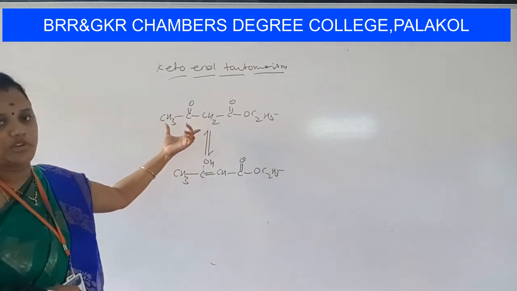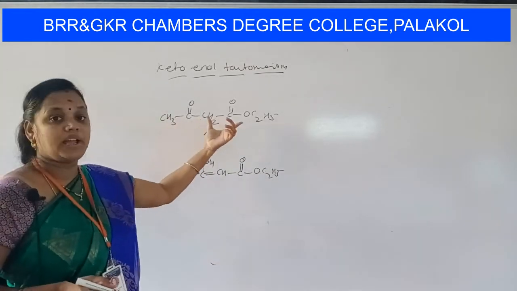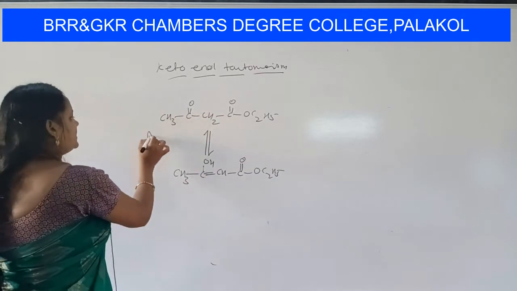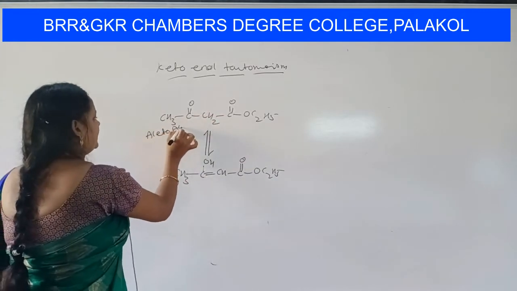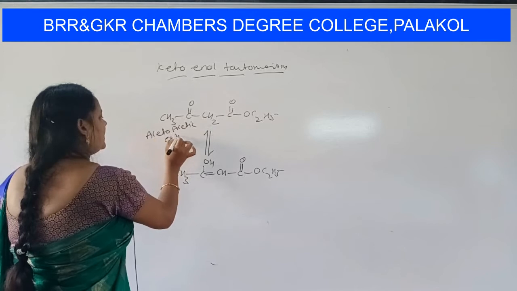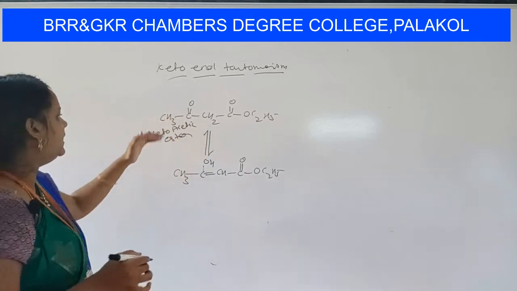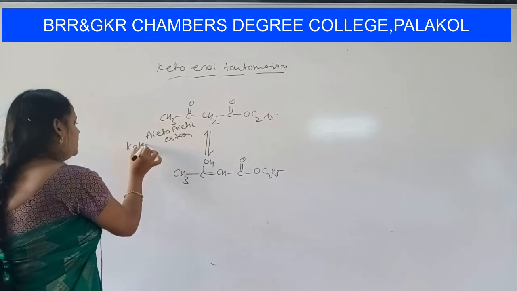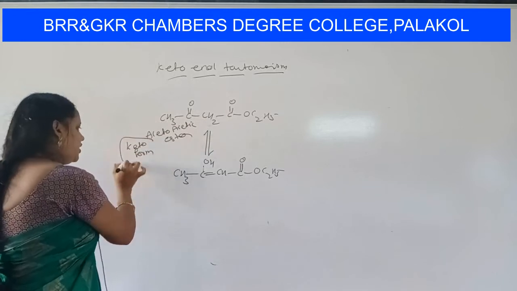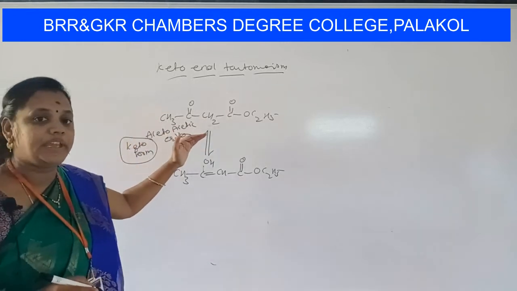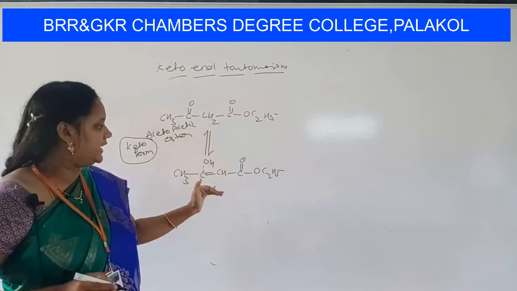This form I taught you, students, right? This structural formula I taught you as the structural formula of acetoacetic ester, or the other name, ethyl acetoacetate. This is the keto form. What you have learnt is the keto form, and this keto form can be interconverted into the enol form.